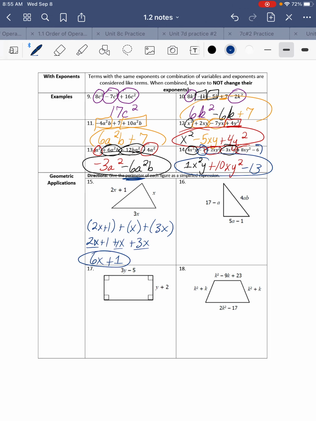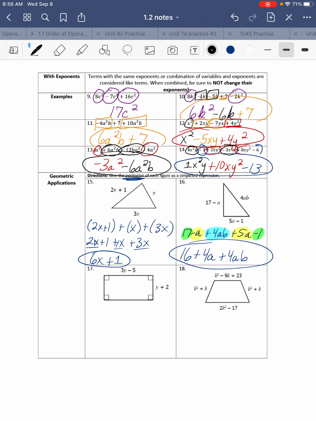Number 16, we are looking at our like terms here. 17 minus a plus 4ab plus 5a minus 1. Looking at our like terms, we have 17 minus 1, 16. We have negative 1a plus 5a is 4a. And then lastly, positive 4ab. And that's the final answer.